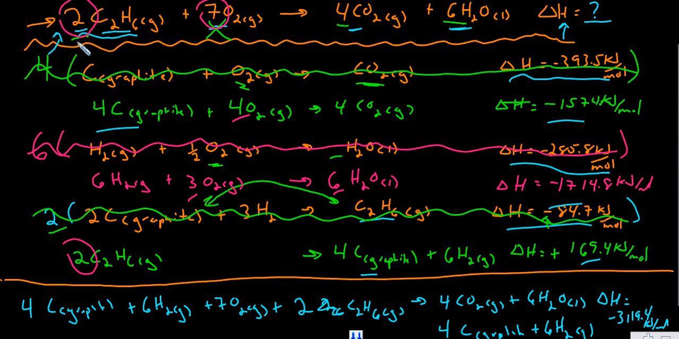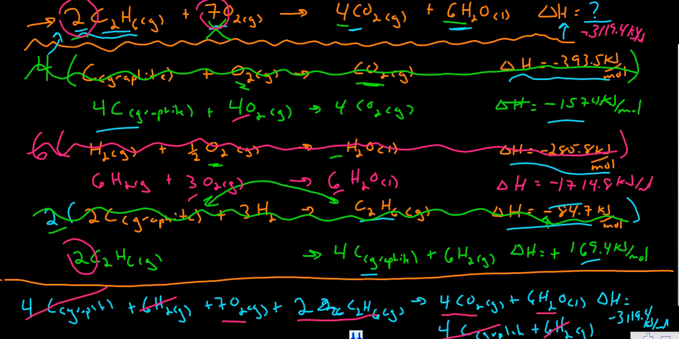Now let's just confirm that this bottom reaction does equal the reaction that we desire. So first let's cross out whatever we can. I see I have 4 carbons on the left, 4 carbons on the right. I have 6 hydrogens on the left, 6 hydrogens on the right. So overall I have 2 C2H6s plus 7 O2s gives 4 CO2s and 6 waters. Perfect, that's exactly the equation I want. And therefore the delta H of that overall top reaction is negative 3,119.4 kilojoules per mole.